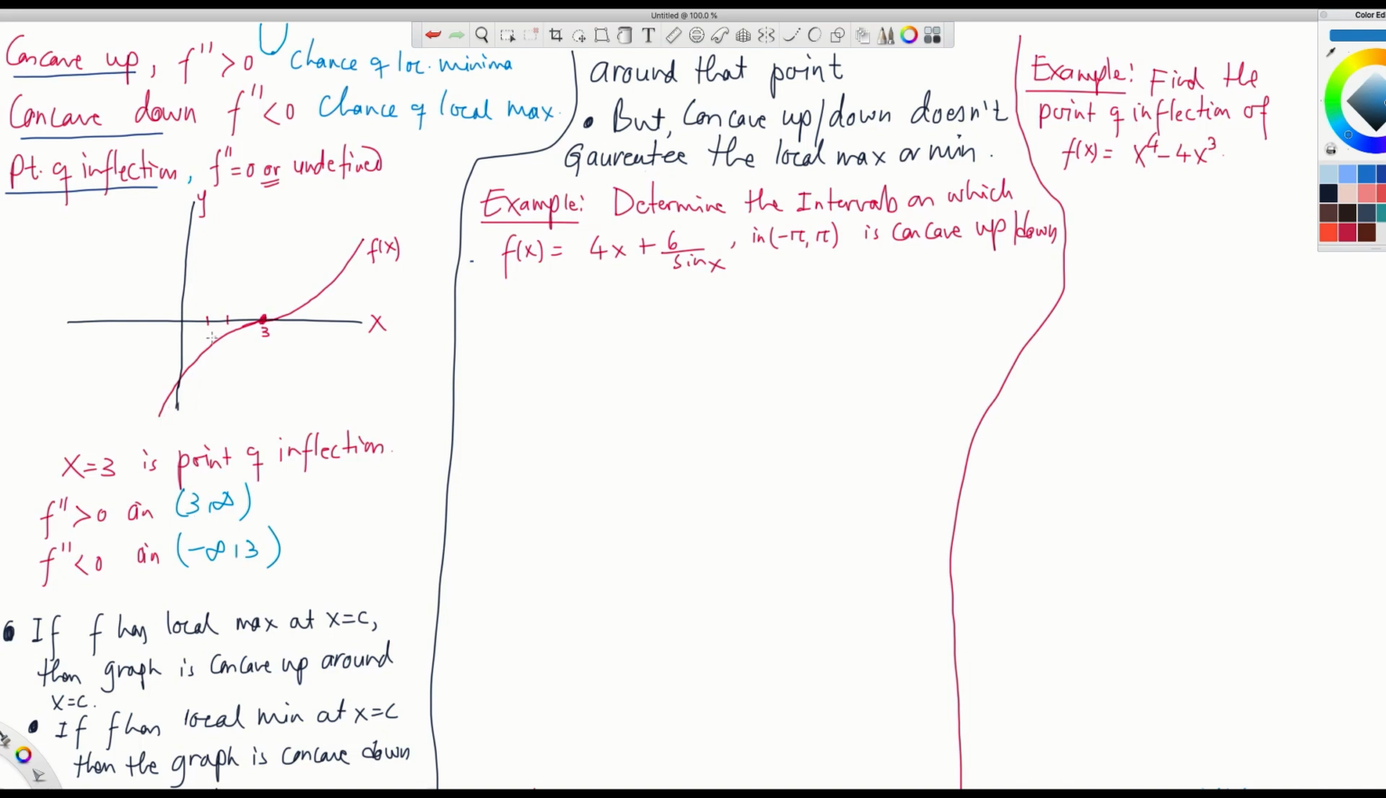Why? Because it is the boundary between concave up and concave down. So the definition of the point of inflection is the boundary between concave up and concave down, or concave down and concave up. On one side it should be concave up or down, and on the other side it is just the opposite of whatever is on the one side, to be a point of inflection.